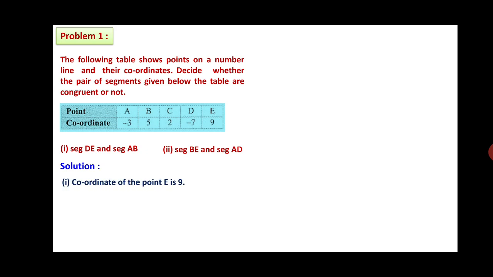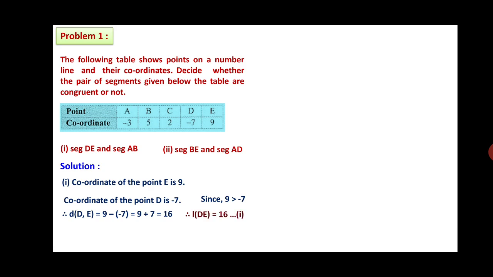Friends, we'll start. The first we'll consider. You can see segment DE. Here the coordinate of point E is 9 of DE segment and D is -7. Since 9 is greater than -7, you can write that distance between point D and E is equal to 9 minus of -7, which is 9 plus 7, which is 16. Therefore, length DE is equal to 16, statement 1.